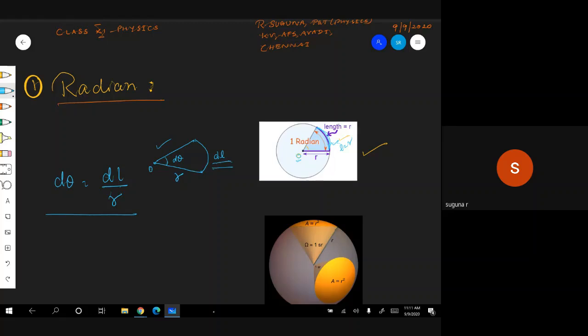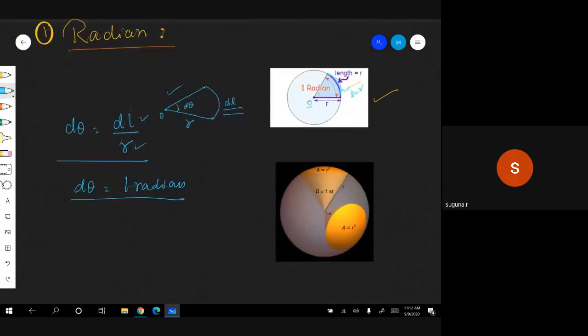Therefore, d theta will be equal to 1 radian when dl is equal to r. Both should be the same, right? dl should be equal to r, only then d theta is equal to 1 radian. That gives you the definition for radian. Radian is the angle subtended at the center of the circle by an arc whose length is equal to the radius of the circle. Therefore this is radian.